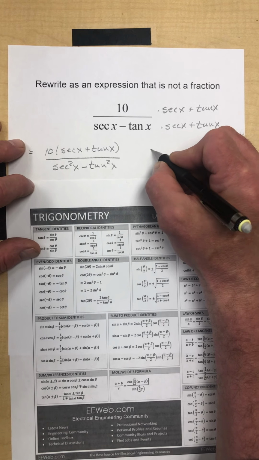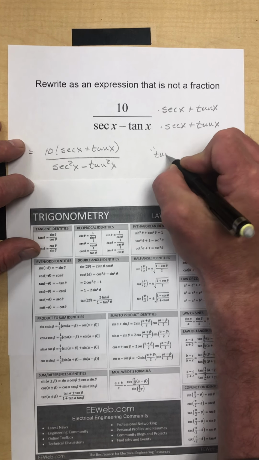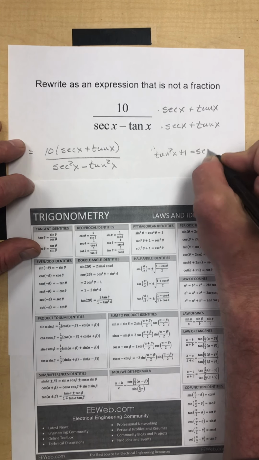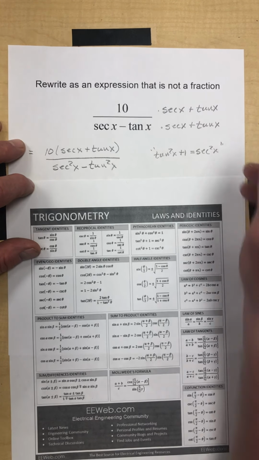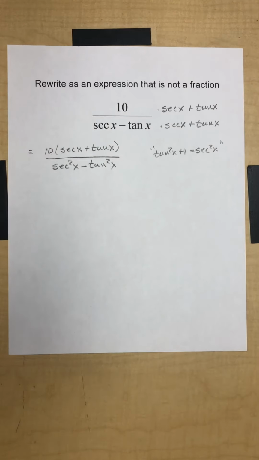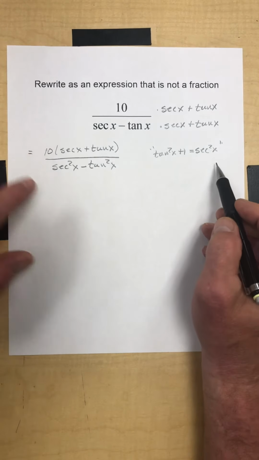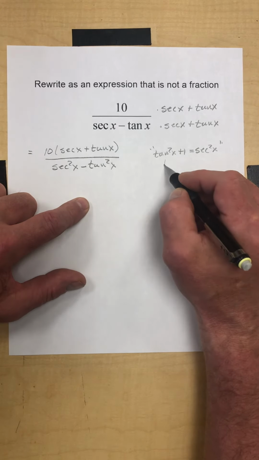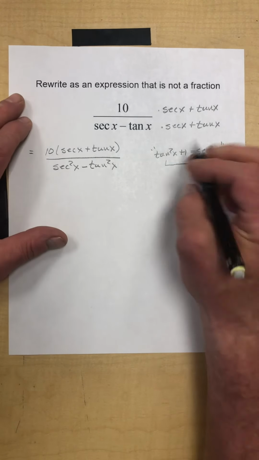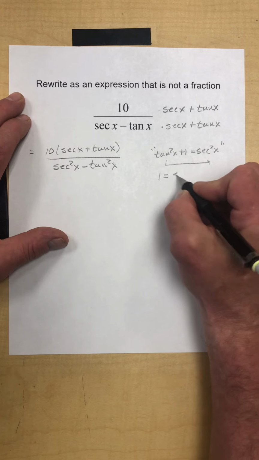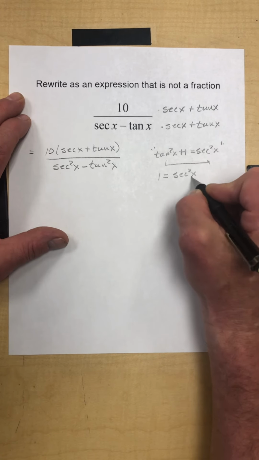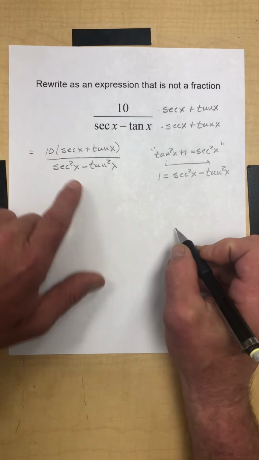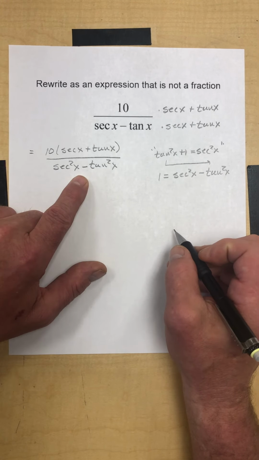Okay, so that Pythagorean identity, tangent squared of x plus 1 equals secant squared of x, like that. And can I manipulate that? Well, I need to have secant squared minus tangent squared. So if I move this guy over, I get 1 equals secant squared of x minus tangent squared of x. So that means this denominator is just 1.